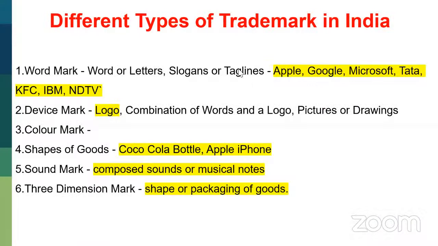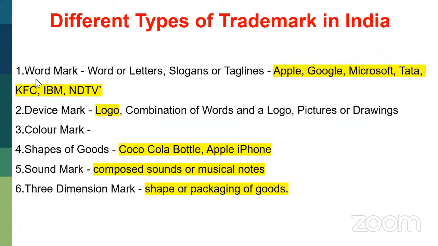Yeah. So when you file a trademark, these things will appear: word mark, device mark, color mark, shape of the goods, sound marks, and three-dimensional marks. So if you want to file for your own company, it should come under these categories.